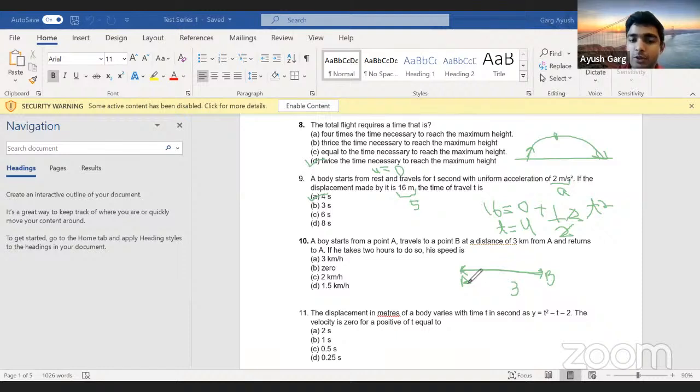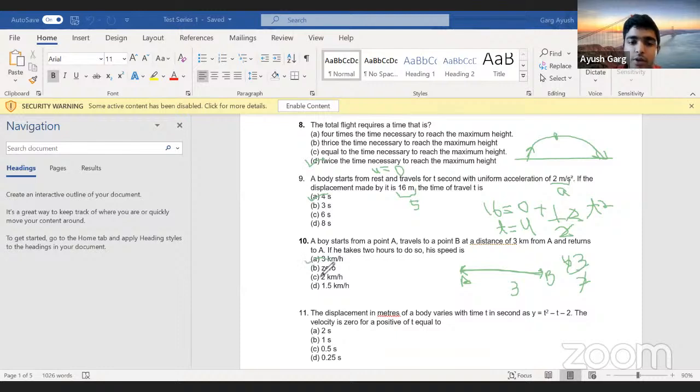So your average speed is going to be total distance covered, not displacement. If someone asks you average velocity, it's going to be 0. Why? Because your displacement is 0, right? After 2 hours, it's coming to the same point. But if someone asks you average speed, it's going to be total distance covered upon total time taken. So total distance is 6 and total time taken is 2 hours. This becomes 3. So your answer is 3 kilometers per hour.